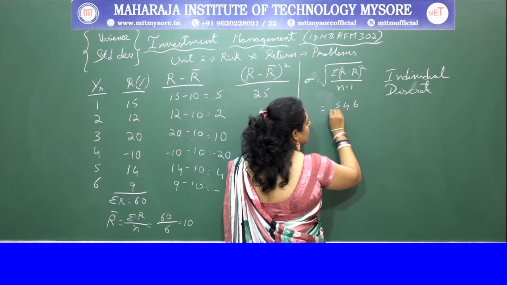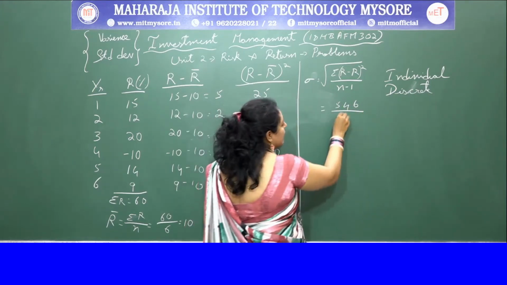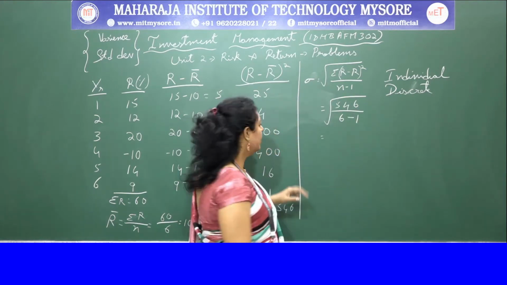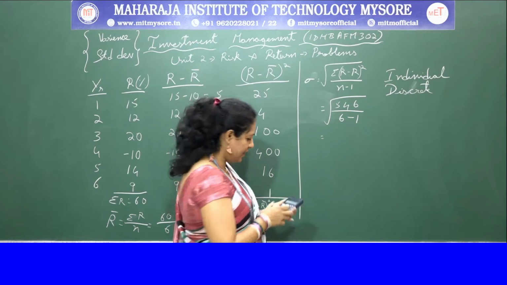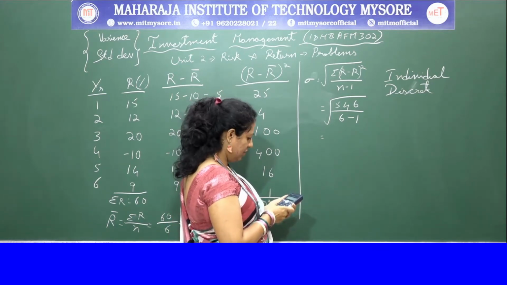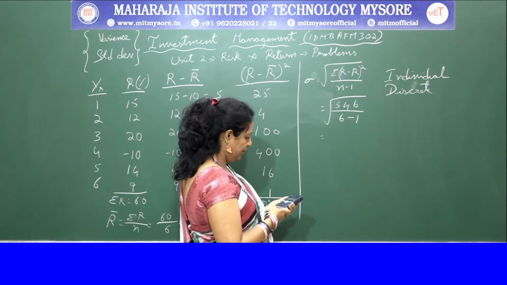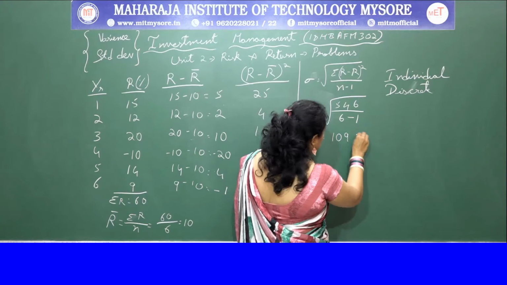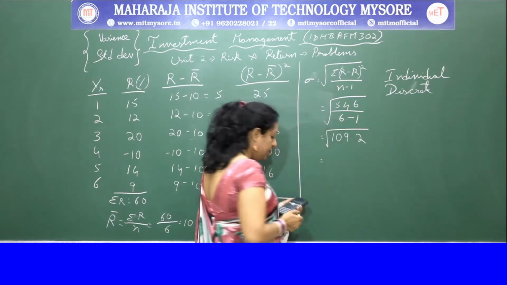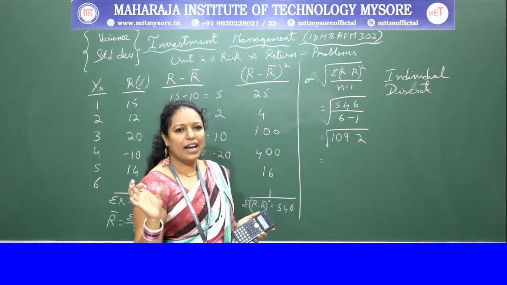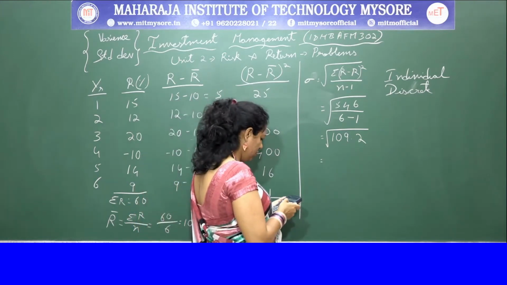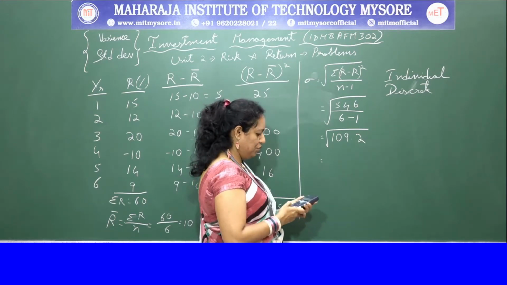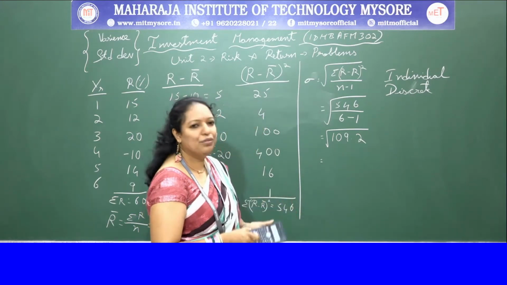That is 546 divided by n, which is 6 minus 1. Okay, so here you have to again simplify this. That is 546 divided by 5. You get 109.2, root. See, you have to use a scientific calculator or the regular calculator which has root. Okay, root of 109.2. So you get 10.449.